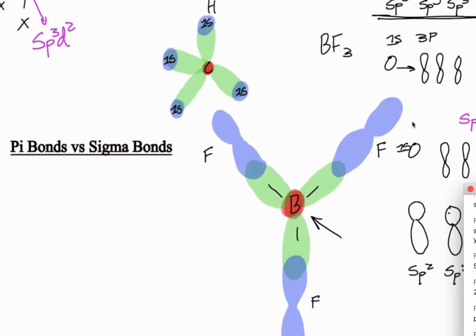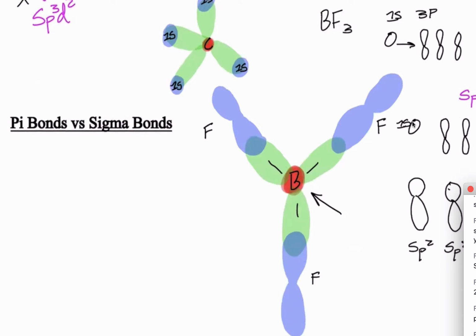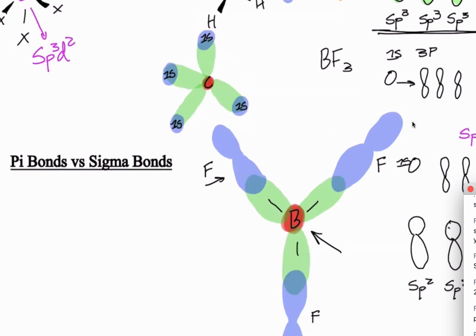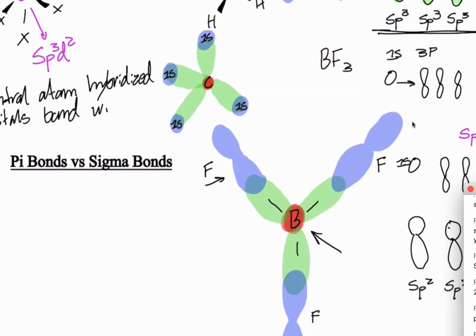So what you need to know for those exterior atoms is that whatever the outermost orbital is, that's what's going to bond with the hybridized orbitals of the central atom. So basically, in summary, the central atom gets hybridized. Central atom hybridized orbitals bond with valence orbitals of the outer atoms.